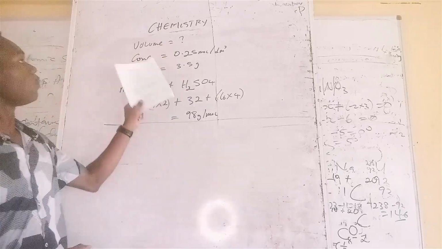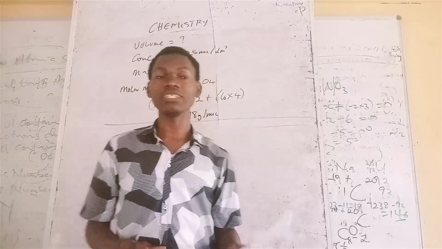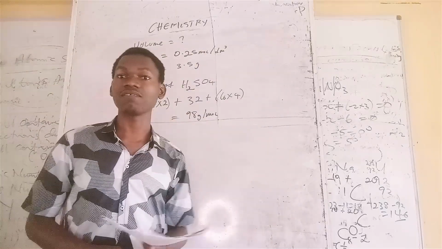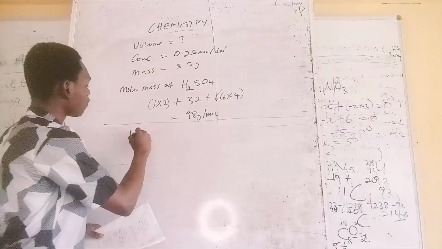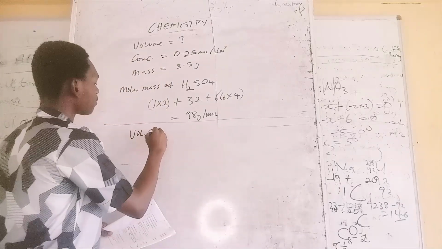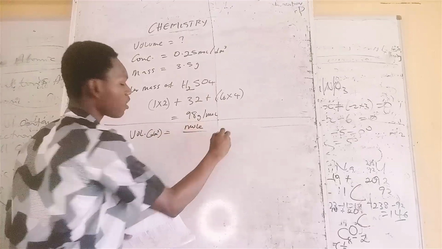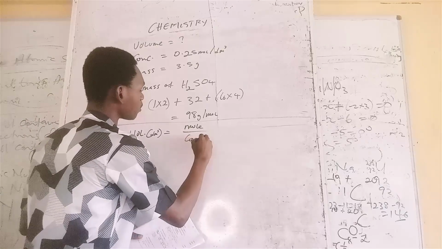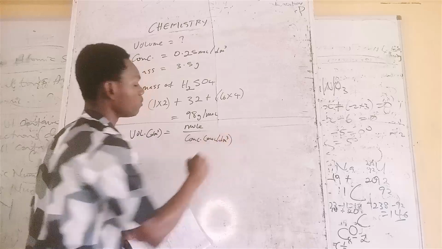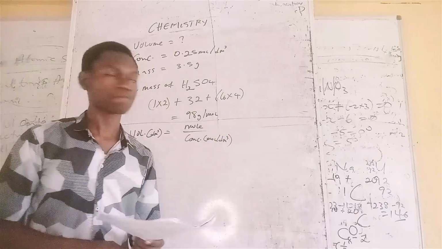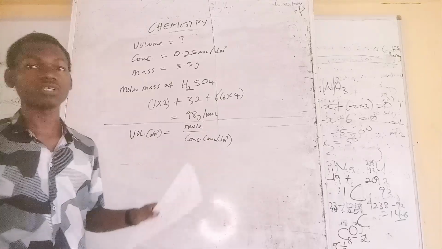Now, very quickly, we are asked to calculate for volume. What formula relates volume with all these parameters given here? We recall that the formula for volume is volume in dm cube is equal to the number of moles all over concentration in mole per dm cube. So simply, we are going to apply this formula. We get the volume, number of mole divided by concentration in mole per dm cube.